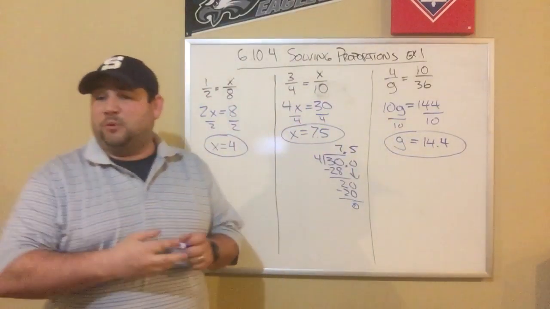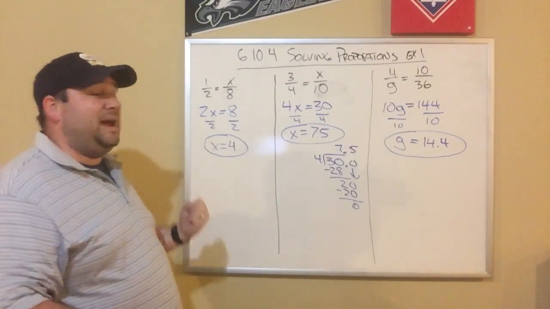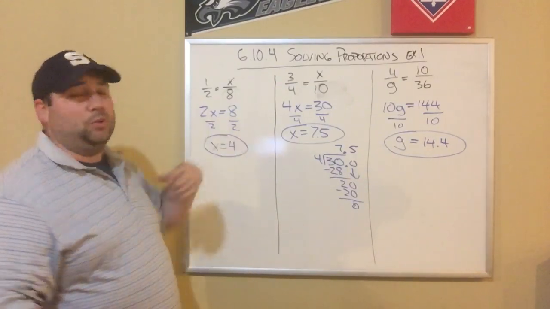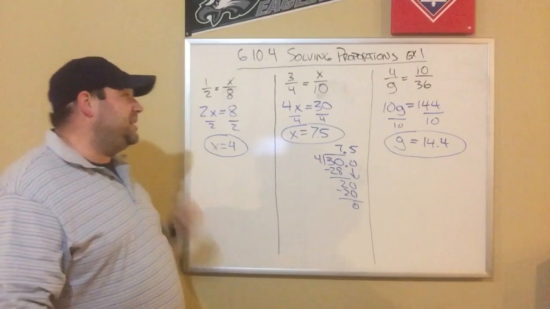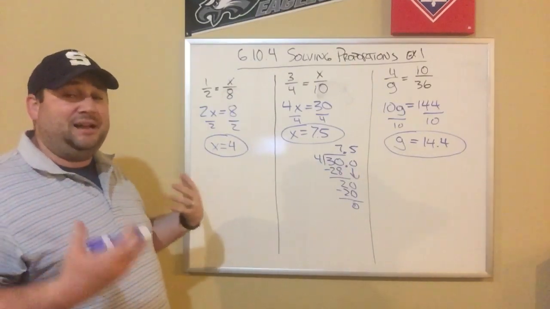So to solve a proportion, all you do is cross multiply. And once you do that, you end up with just a one-step equation where you divide by the number in front of the x and you've got your answer.